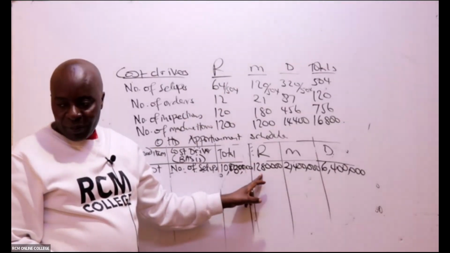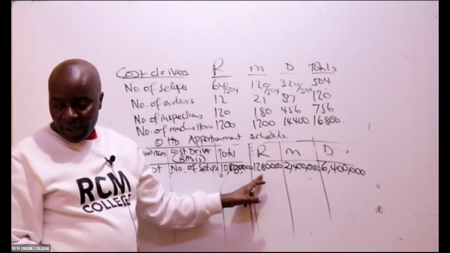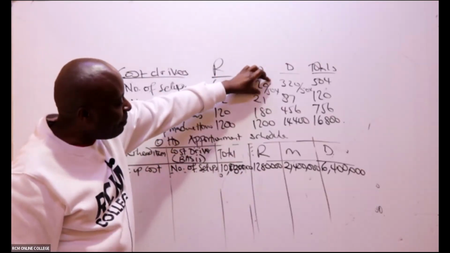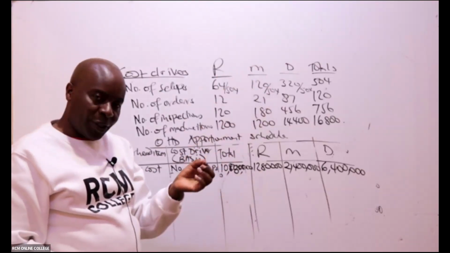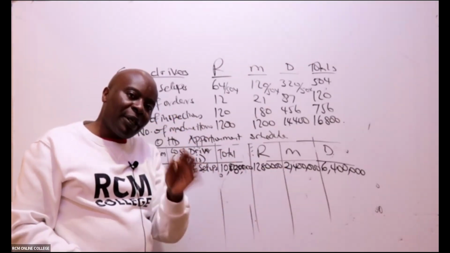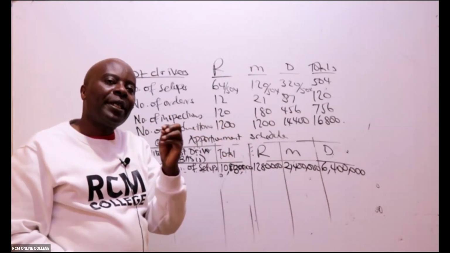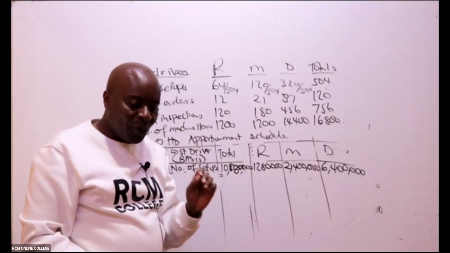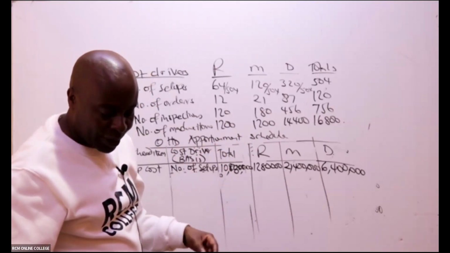Can somebody confirm that you shall end up getting this figure? And if you go to M, you take the proportion of M times this 10,080,000, and you'll end up getting the same. I just want to show you that this method is very similar to the other method. I'll be using both methods, and then we'll decide which method is better.